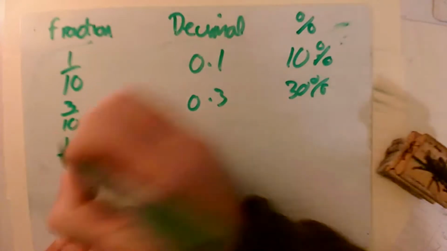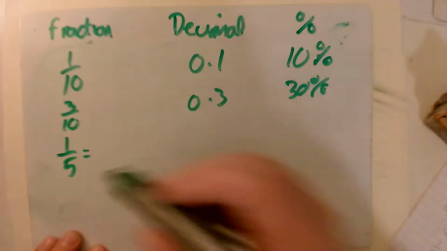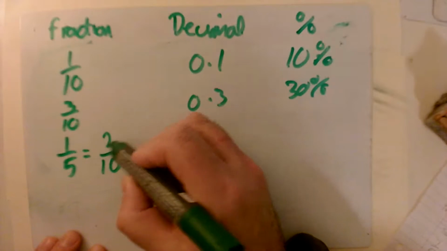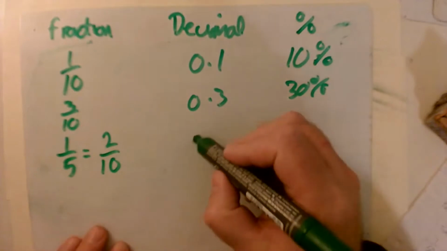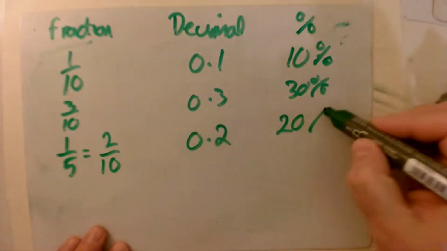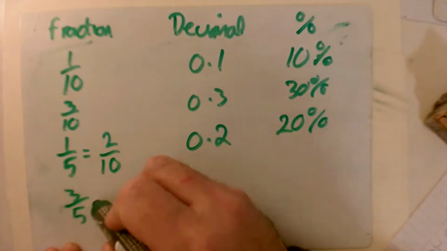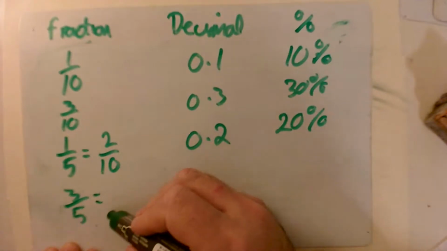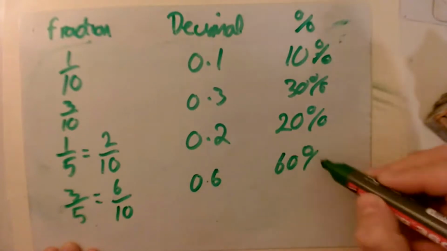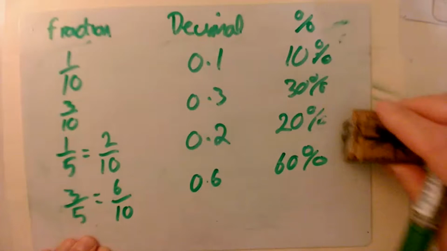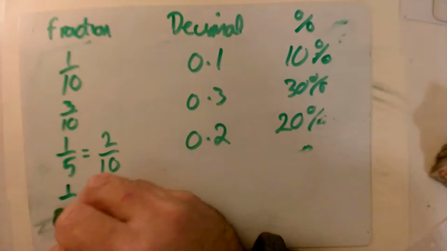1/5. Some people will be able to remember 1/5. The way I do it, if I can't quite remember, is to turn it into an equivalent fraction of tenths. 1/5 is the same as 2/10, because I'm timesing both by 2. 2/10 is so easy, 0.2, 20%. It's the same if I had 3/5: timesing by 2 to make tenths gives 6/10, 0.6, 60%.